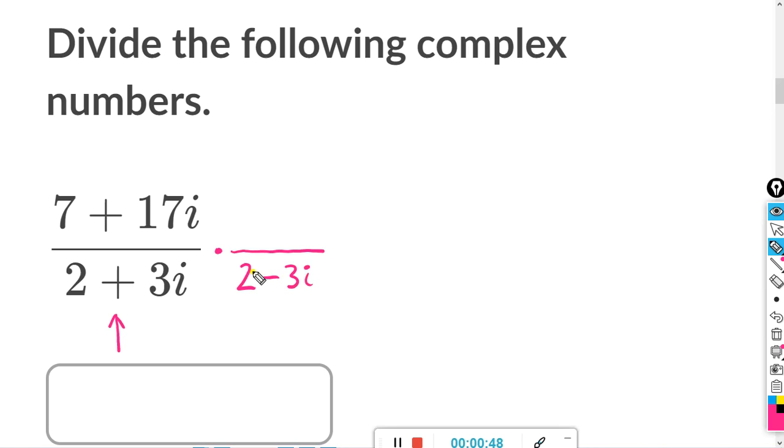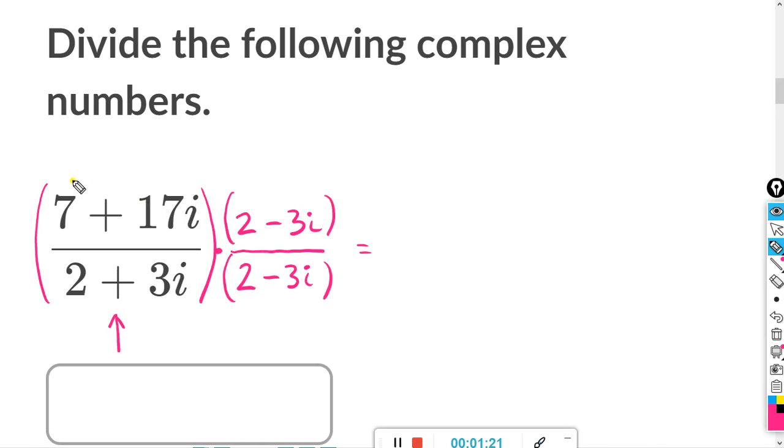Okay, and in the numerator, it's going to be the same thing, 2 minus 3i. So as you can see, we're multiplying by the same number over itself. So it's the same as multiplying by 1. All right, that's why I'm allowed to do that. And then, of course, when you multiply fractions, you treat the numerators and denominators separately. Okay, and we're going to use FOIL.